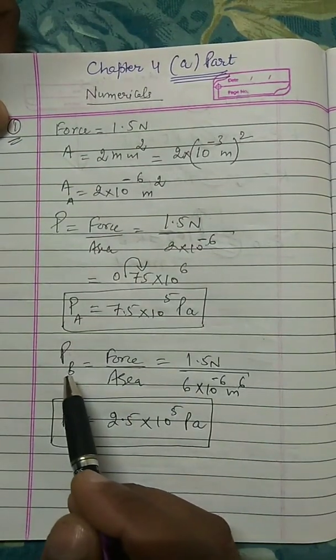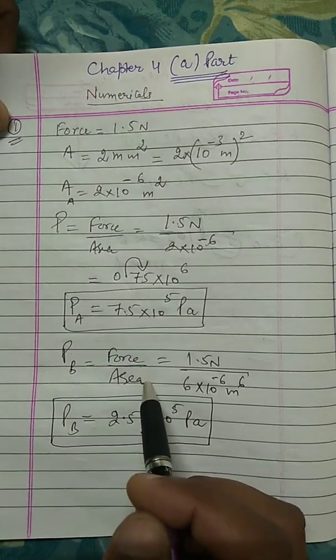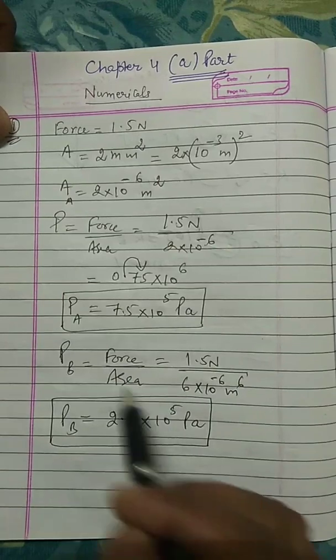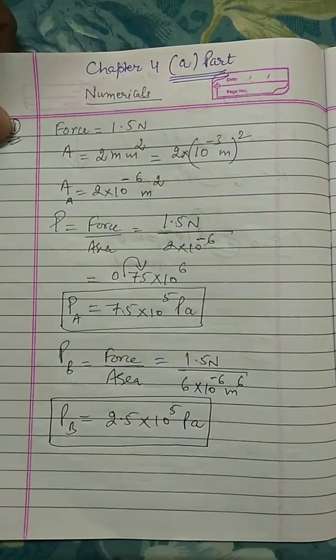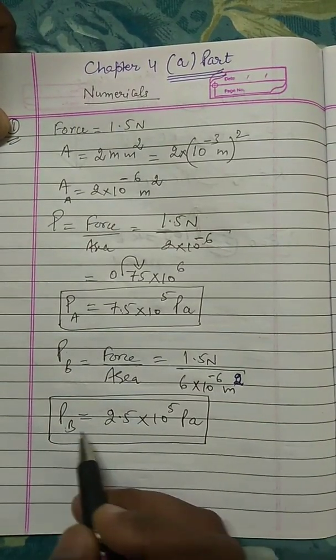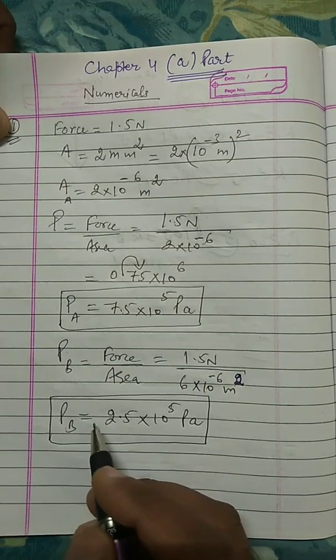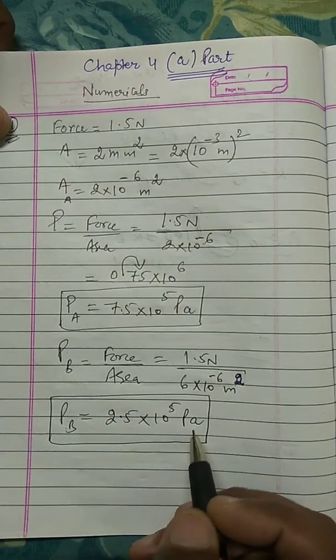Now for B nail, again you can use the same formula, force upon area. Force is the same but area is different, that is 6 into 10 to the power minus 6 meter square. PB, that is the pressure on B nail, after solving you will get 2.5 into 10 to the power 5 Pascal.